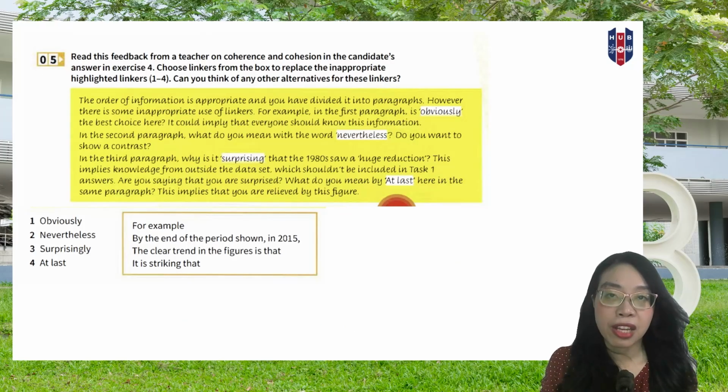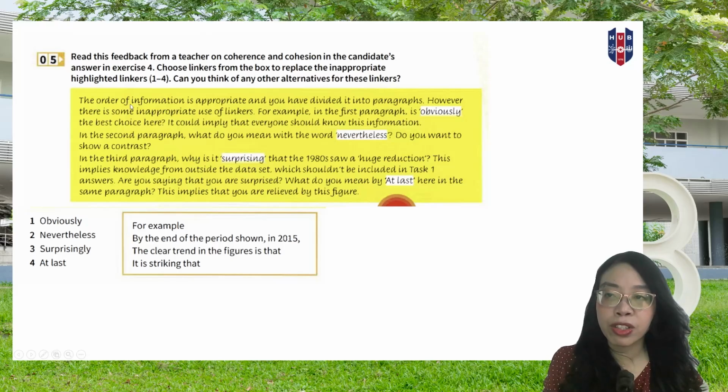In the previous lessons, we've talked about one of the criteria that your writing is marked on, task achievement. Today, in this lesson, we're going to take a look at the next criterion, coherence and cohesion. If you have a look at exercise number 5 in here, you will see feedback from a teacher on coherence and cohesion in the candidate answer in exercise number 4. So let's take a look at the comments together.